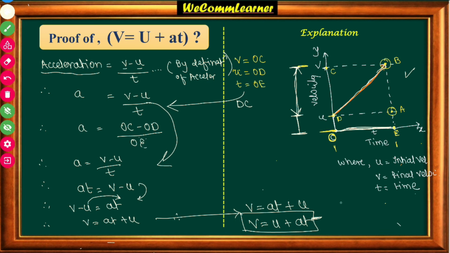In the next session, we are going to prove other laws of motion, that is s equals ut plus half at square and v square equals u square plus 2as, these two.